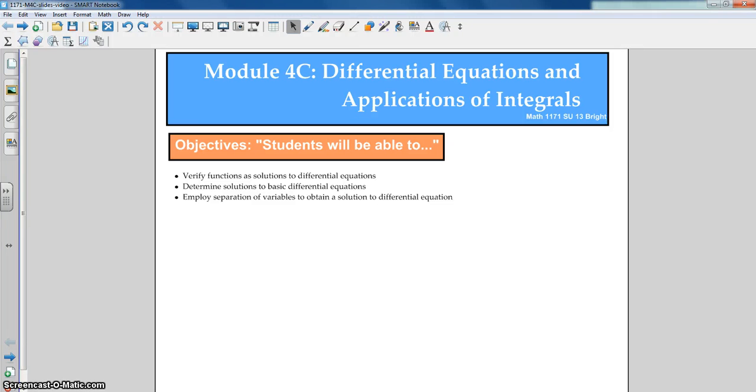In this video, we're going to study differential equations and with that, talk about applications of integrals. So we've already seen differential equations in some capacity when we were studying back in Module 4A and 4B, acceleration, velocity, and speed. Those were all differential equations whose solutions we determine. But we have these three objectives that we're going to hopefully get through by the end of this module.